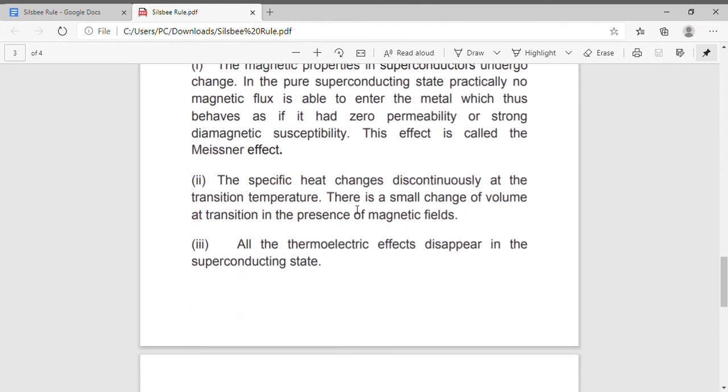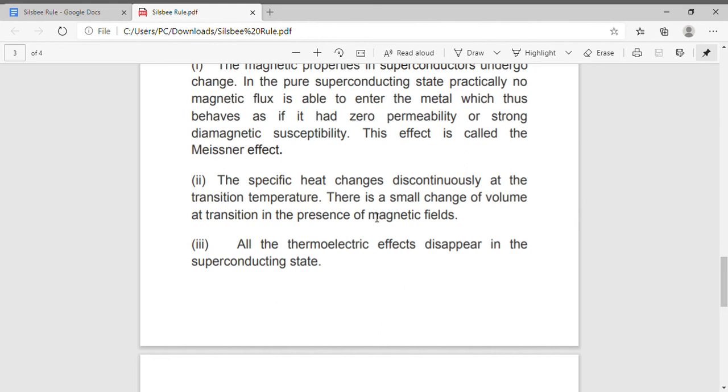Another property which changes at Tc is the specific heat. We have already discussed the variation of specific heat with temperature. And we have shown that at T equal to Tc, the specific heat changes discontinuously. There is an abrupt jump at T equal to Tc, which shows that this transition is a second order transition. And there is also a small change of volume at transition in the presence of magnetic field.